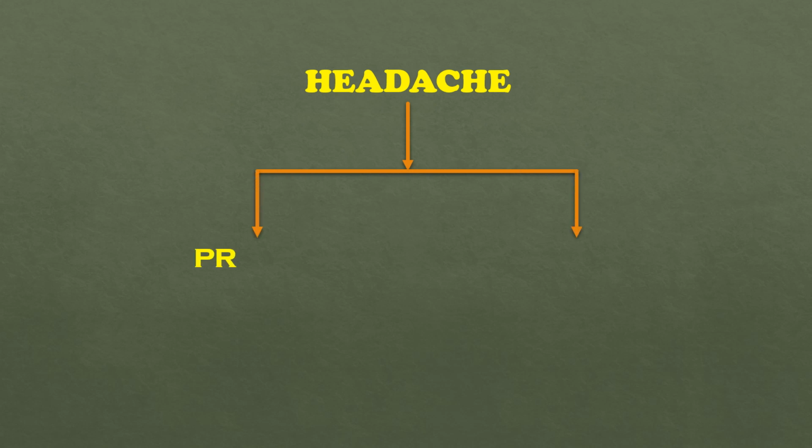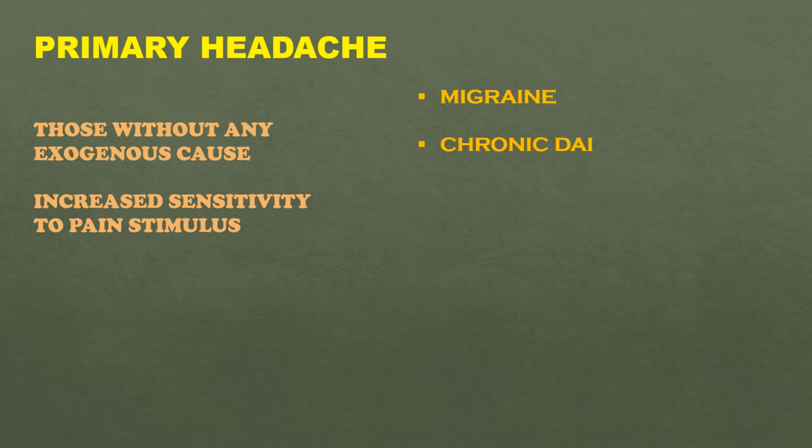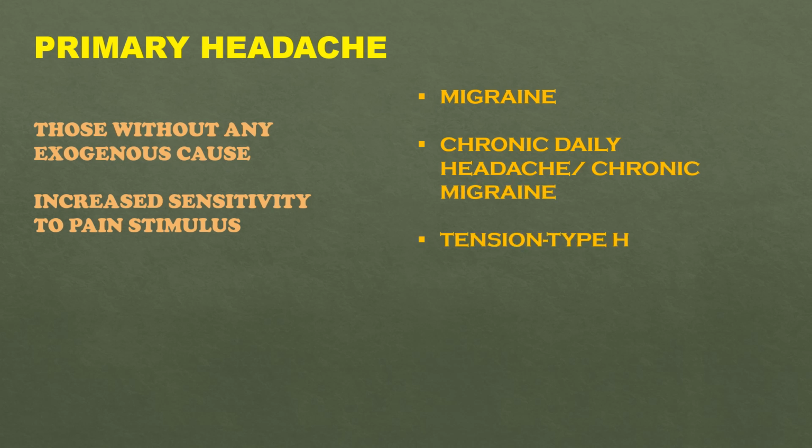The International Headache Society classifies headache as primary and secondary headaches. Primary headache is defined as the one without any exogenous cause, which means there is no brain pathology involved. It is due to the increased sensitivity to pain stimulus. The pain from primary headaches can be disabling but not dangerous. They include migraine, chronic daily headache, tension type headache, or cluster headaches.